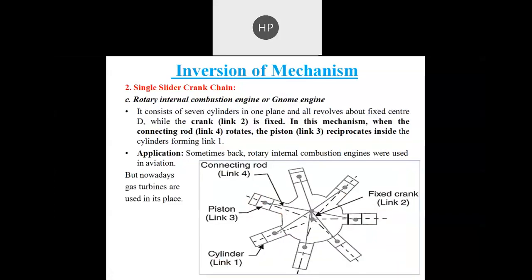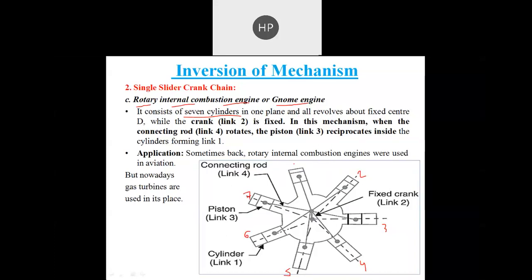Then third is a rotary internal combustion engine or a gnome engine. In this case, it consists of 7 cylinders. So this is 1, 2, 3, 4, 5, 6, and 7. It has 7 cylinders in one plane, and all revolve about fixed center D.